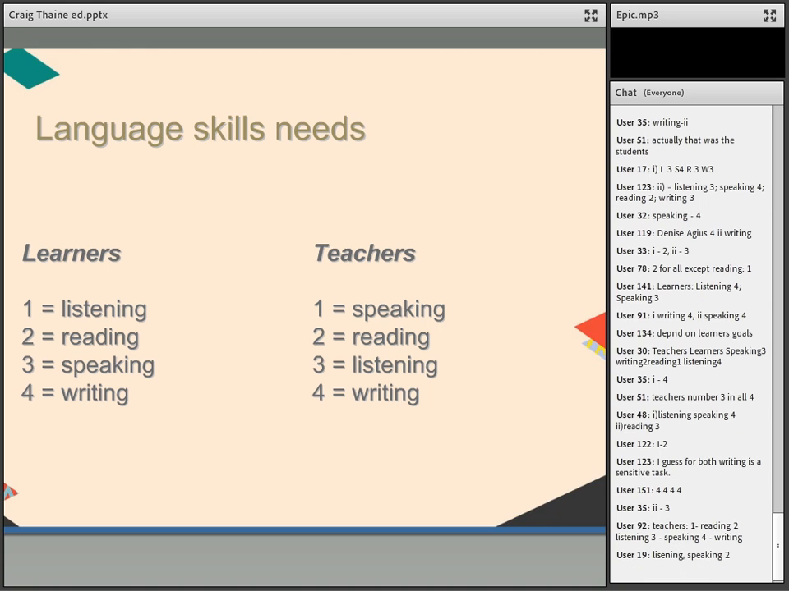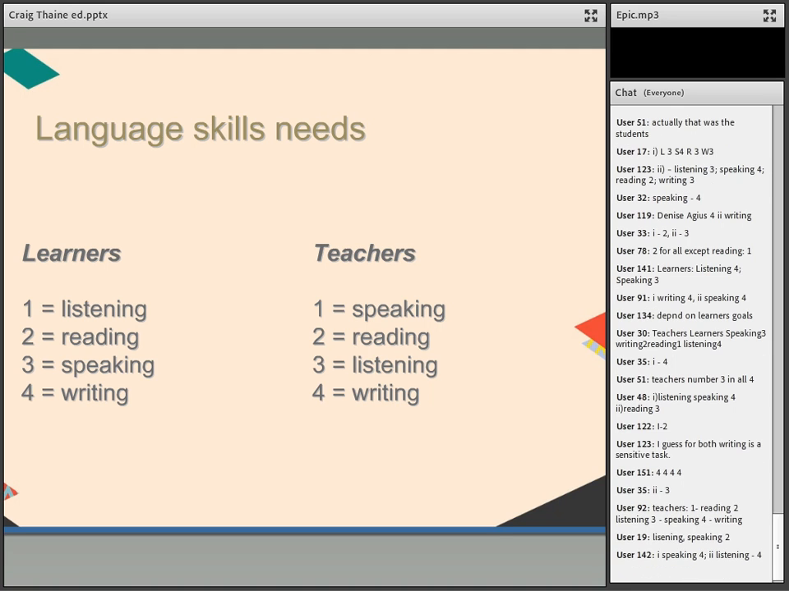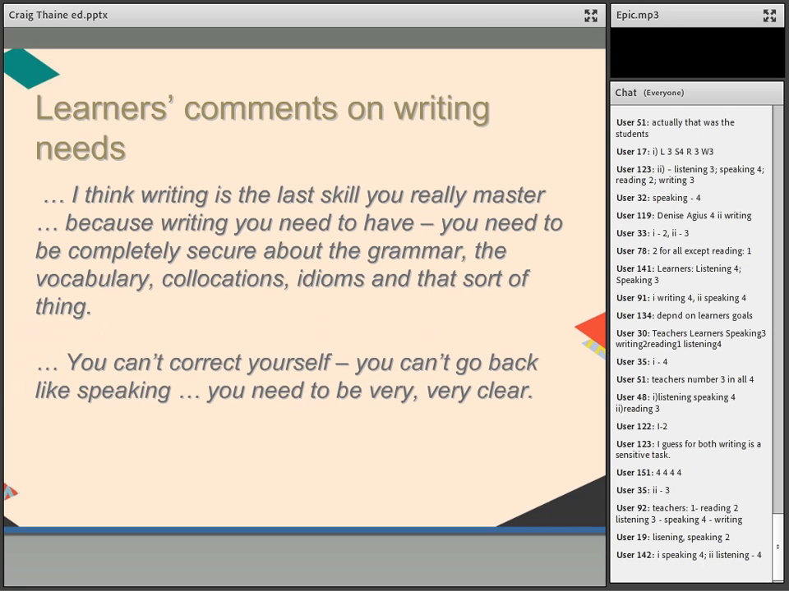So what's interesting is that learners and teachers agreed about writing as being the skill with the greatest need. But there is a little bit of difference in the other skills, and we're going to look at those in a little bit more detail in a moment. But first, let's look at writing.